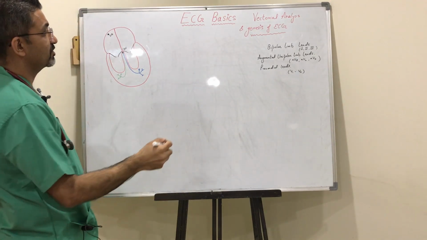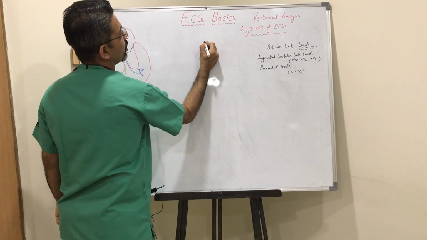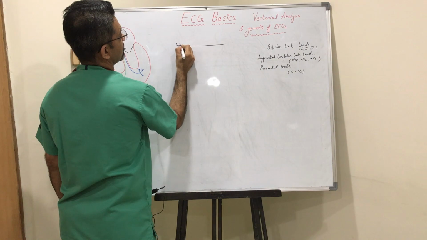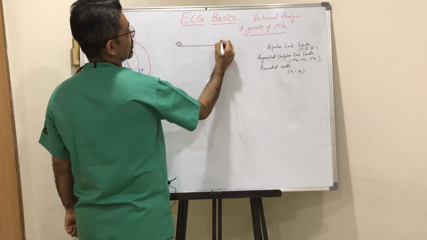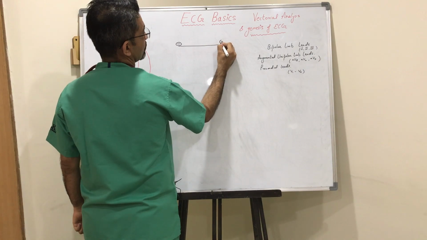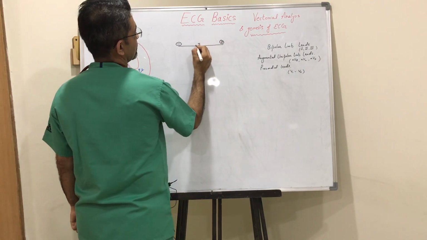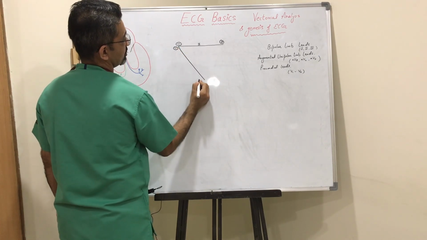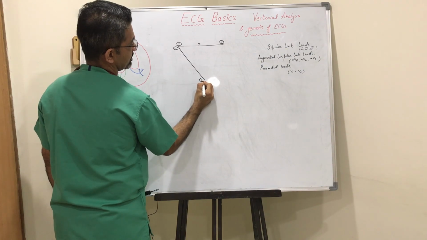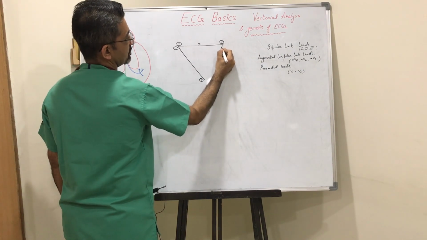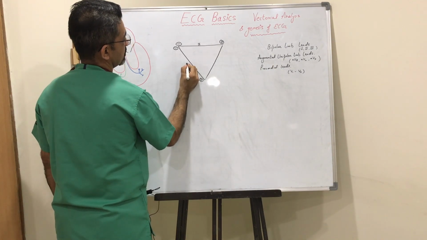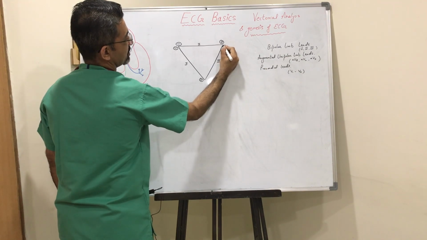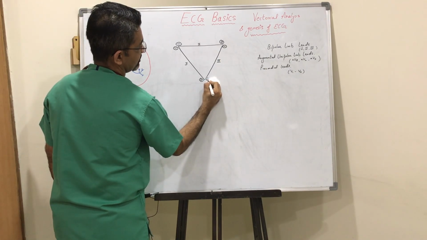So as a matter of convention, we have lead 1, in which the negative electrode is at the right shoulder and the positive electrode is at the left shoulder. This is known as lead 1. Lead 2, again negative electrode at the right shoulder, positive electrode at the left foot, left leg. Thirdly, lead 3, negative electrode at the left shoulder and positive electrode at the left leg.